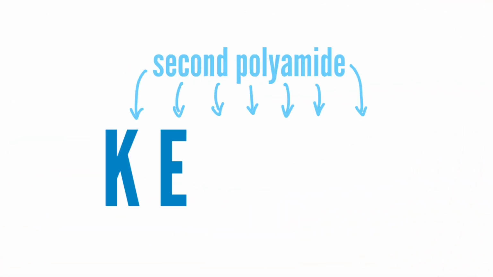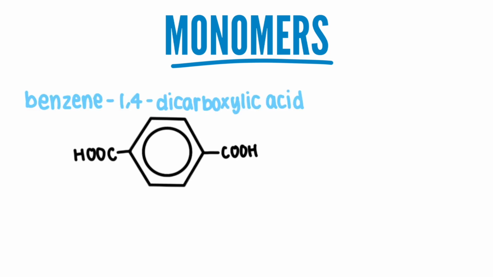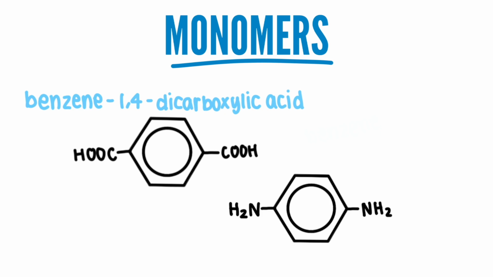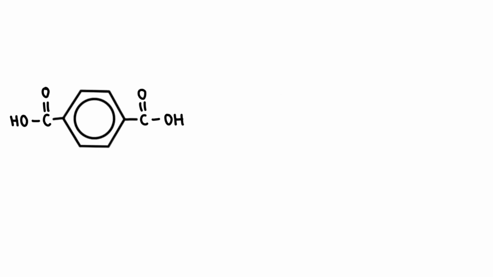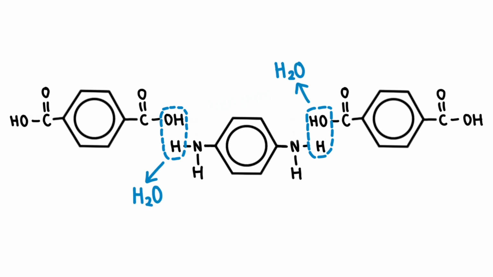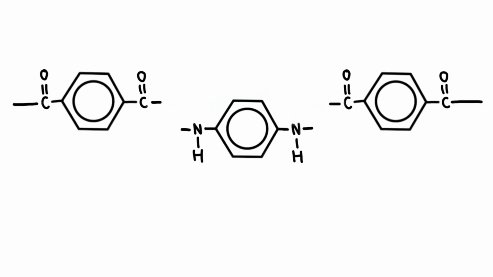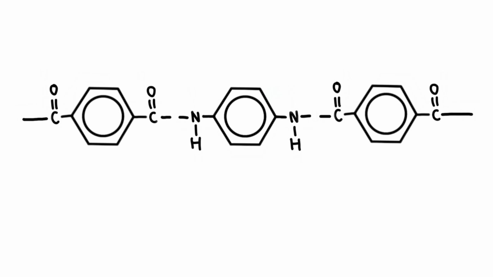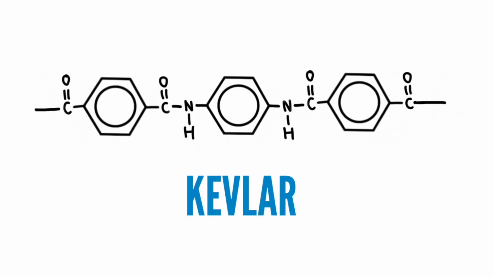Next up, we have Kevlar. Kevlar is a polyamide containing benzene rings. It's made out of benzene 1,4-dicarboxylic acid and 1,4-diaminobenzene. To form Kevlar, a copolymerization reaction occurs between benzene 1,4-dicarboxylic acid and 1,4-diaminobenzene. If you line these up and remove water between the COOH and NH2 groups in the same way as we did with nylon 6,6, you get the structure of Kevlar.